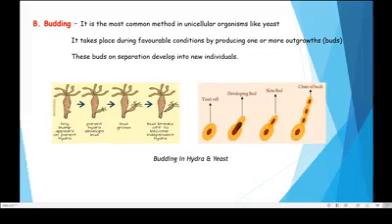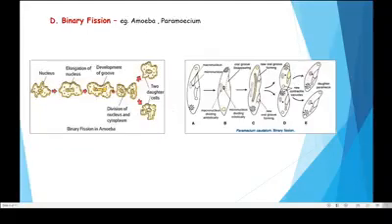Again, in this diagram the hydra is shown. In hydra also, you can see a small bump or bud-like structure appear on the body of the hydra, which gradually increases and then finally detaches from the parent body, and then behaves as a new individual.